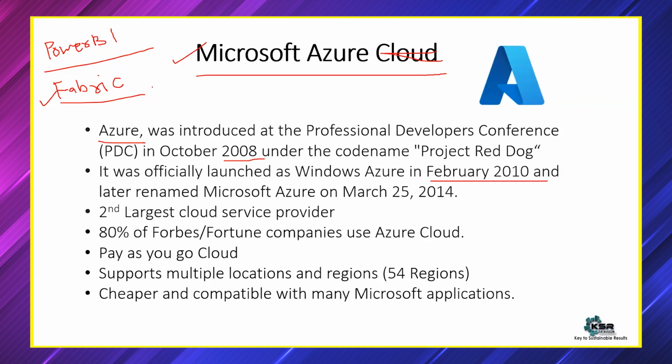Similarly, if you come back to Azure, it was introduced in 2008. The name was Project Red Dog. Certainly, they had given a certain code name. If you take any assignments, the best example is our security services, our army. If they are working on any specific mission, they give a certain name to that mission. Now, Azure, at the PDC, the Professional Developers Conference, Microsoft gave it a code name, Project Red Dog, and officially it was launched in 2010.